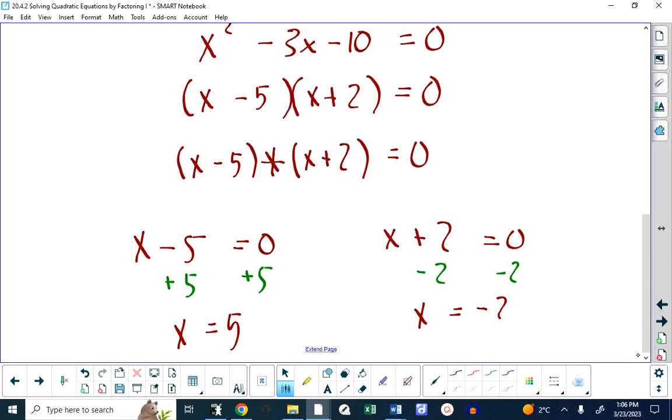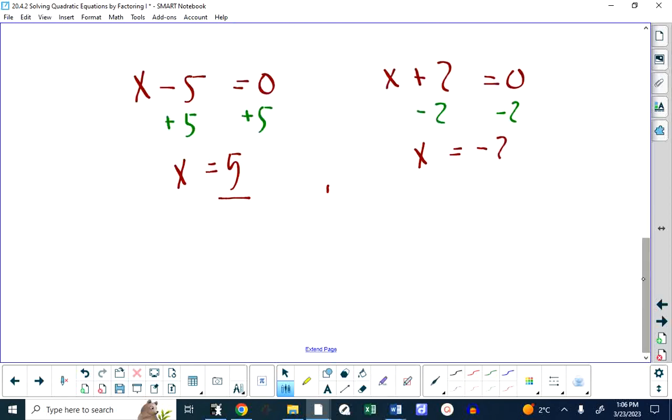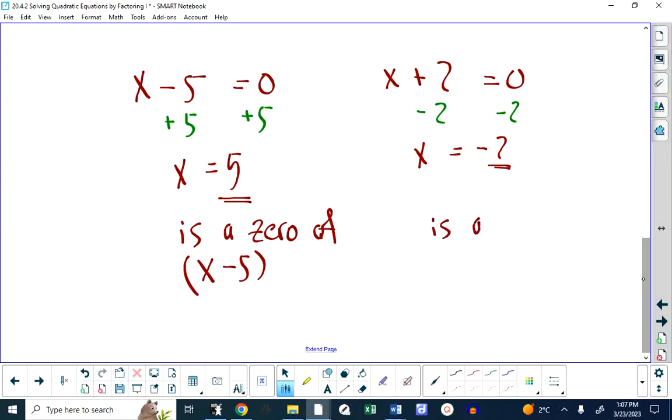So there's a lot going on here. Let me boil it down to what's important now. The reason why the solutions to the equation are x equals 5 and x equals negative 2 is because they are the solutions to the factors of the equation equaling 0. And in fact, what we would do is we would say that this number is a 0 of x minus 5. This number is a 0 of the factor of x plus 2.